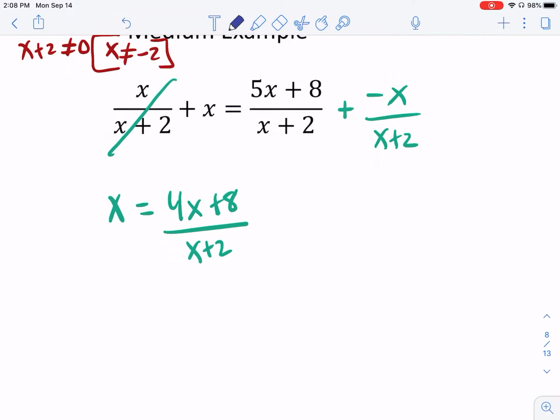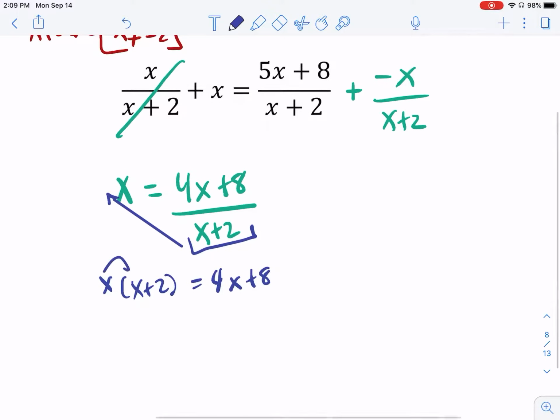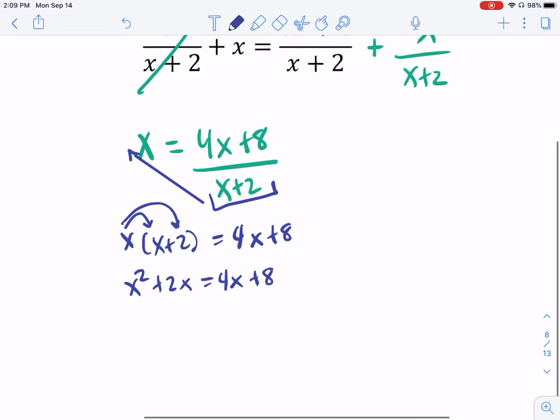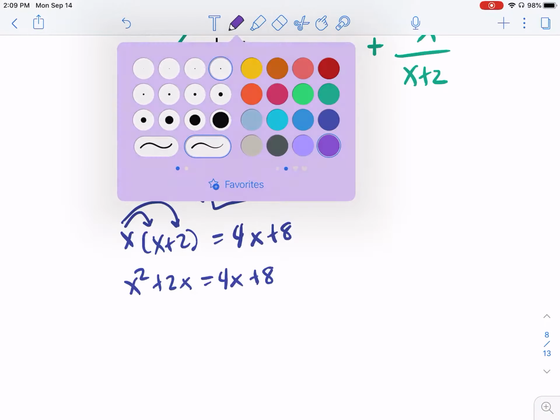Now I'm ready to cross multiply. The only denominator I have is going to go up to the other side. I need to actually multiply here. So I went ahead and multiplied it out. I'm now ready to move into the solving phase.